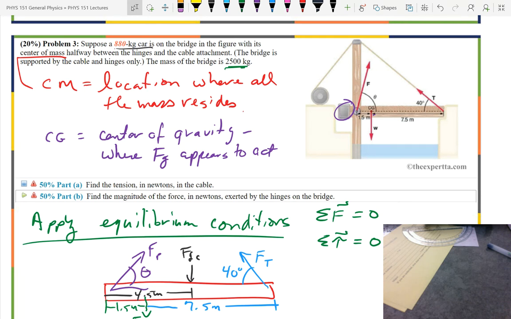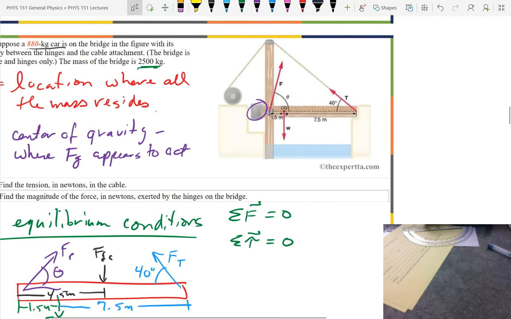At the pivot point, at that pin, I'm going to sum my torques about that point. Then neither the magnitude nor the angle of that force matters, and I'll have one equation with one unknown. So when you're doing these equilibrium problems, that's one of the first things to do: try to find a location where you can sum the torques to eliminate as many unknowns as possible.